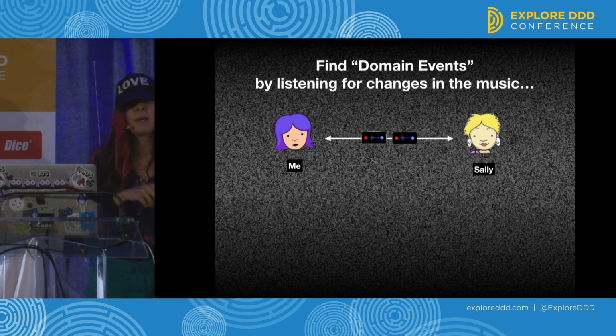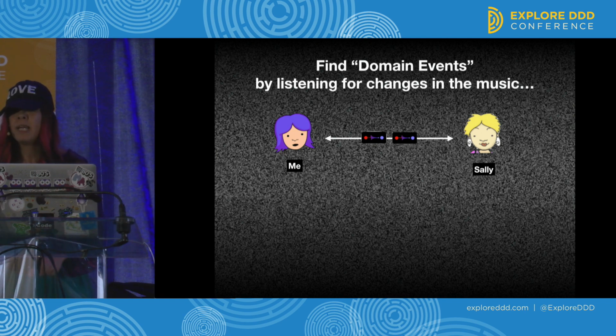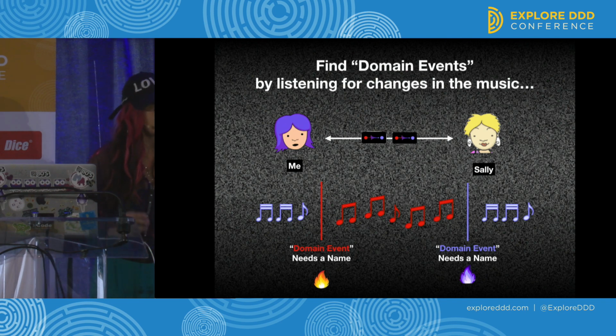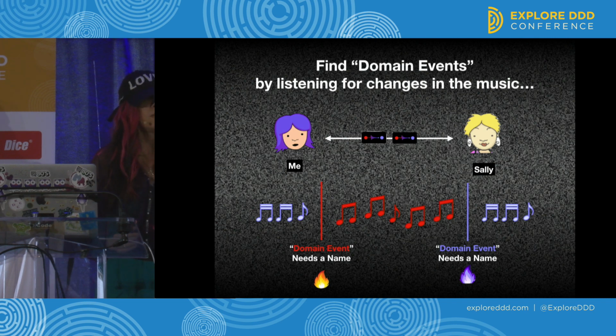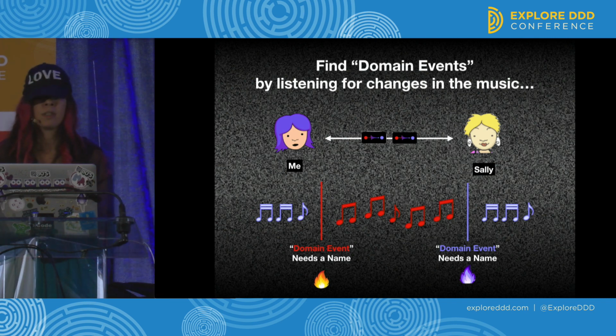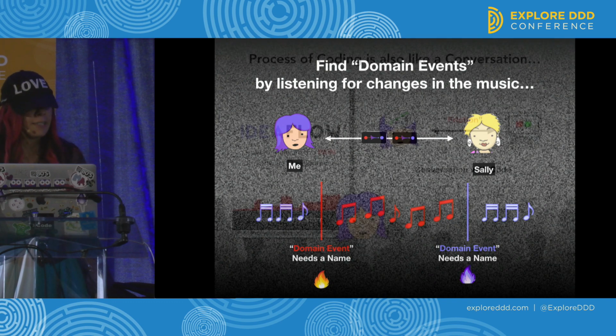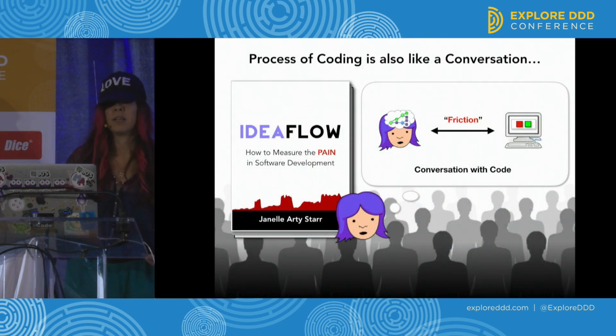So if you listen to the patterns in music over time, and we have these shifts in conversation for resonance and discord, you can kind of think of those moments in time as a domain event in the conversation that you can give a name, right? And no matter what the complexity is of the conversation, you can say, there was a change in the music right here. What caused that? So the process of coding is also like a conversation.